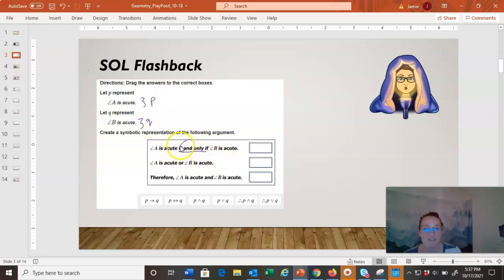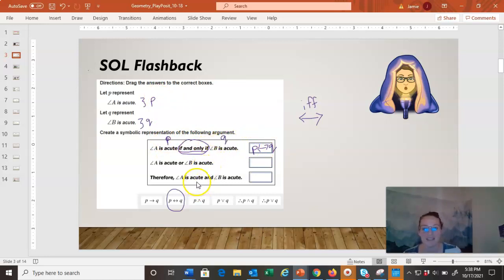Now this if and only if is pretty special. There were a few ways that we represented that. We used IFF, and we also used the double arrow because it goes in both directions. So if you look at the answer choices, here we can use a little bit of elimination, essentially, right? There's only one that has the double arrow, and there's no IFFs. So it has to be this one. And it also matches our statements, right? A acute is P, and B acute is Q.